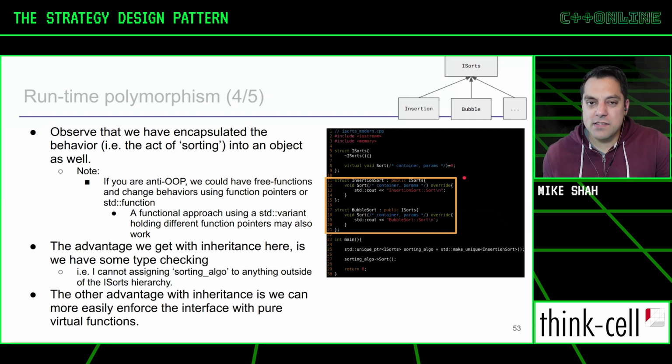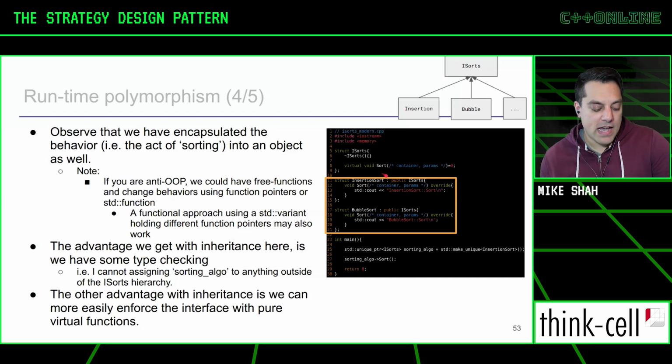The advantage is though that we are making sure that we are only able to assign to different sorts here: insertion sort, bubble sort, quick sort, etc., whatever inherits from our interface. So, we get some sort of type checking. We also, for other types here, and for sort, it's a pretty clean interface. But we are able to enforce this interface here, which might be of importance here.